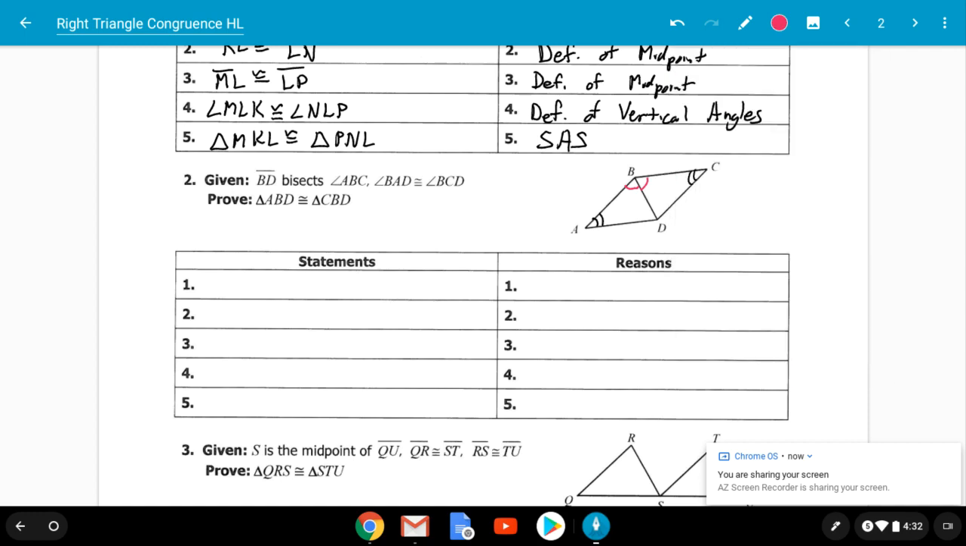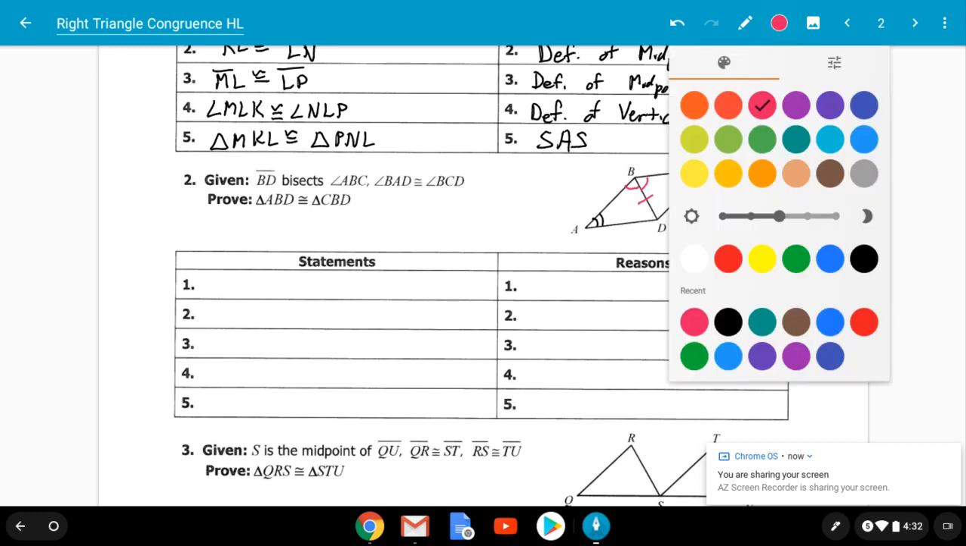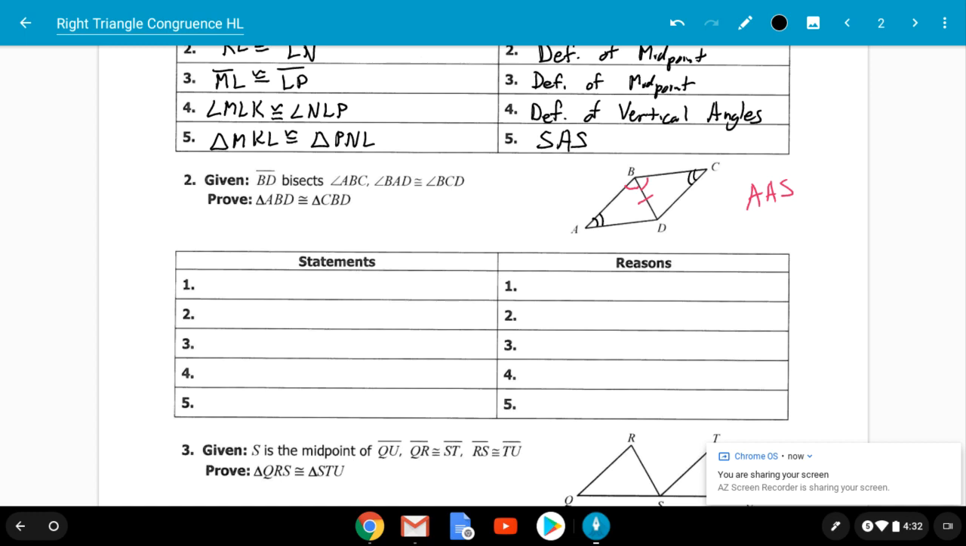So now, based on the picture, is there anything else I can mark? It sure is. I can mark down this shared line right here. Then I take a step back, and since I am trying to prove the two triangles are congruent, they are congruent by AAS. So now let's officially write everything down here.